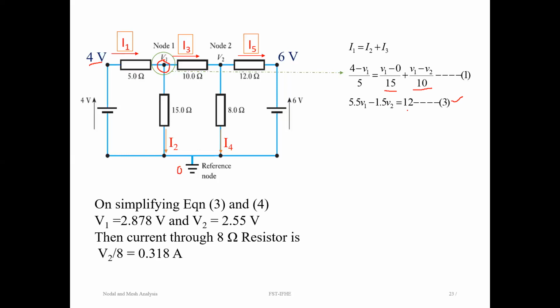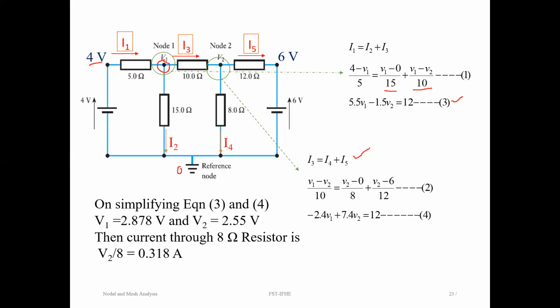Let us apply KCL to node 2. If you apply KCL to node 2, the incoming current is I3, outgoing currents are I4 and I5. So I3 is equal to I4 plus I5. So what is the I3 current? Flowing from V1 to V2, so V1 minus V2 by 10. What is I4? Flowing from V2 to ground, so V2 minus 0 by 8 ohms.